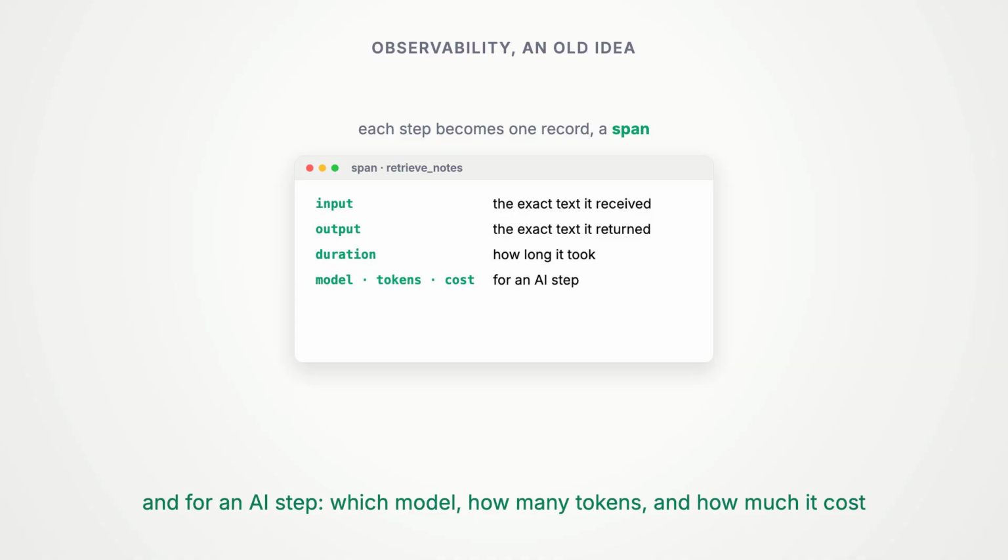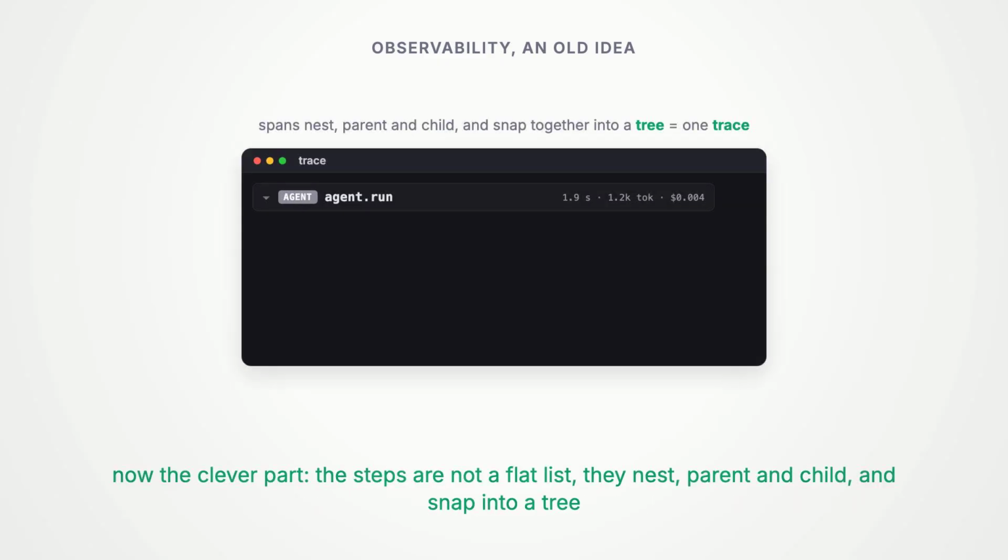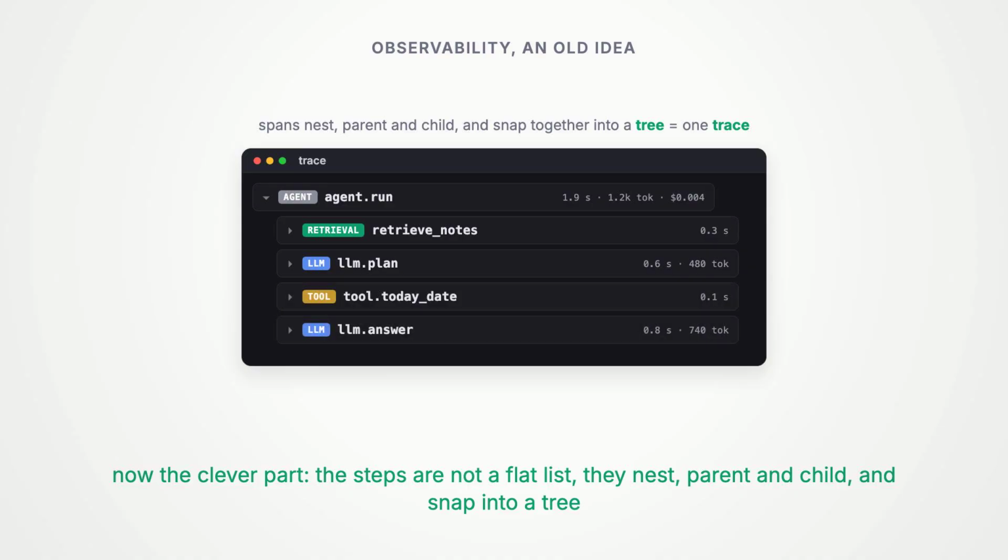Now the clever part. The steps are not a flat list. They nest. The model call that triggered a tool call becomes the parent, and the tool call is its child. So all the spans from one run snap together into a tree. And that whole tree, the complete story of one question from start to finish, is called a trace. One run in, one trace out.